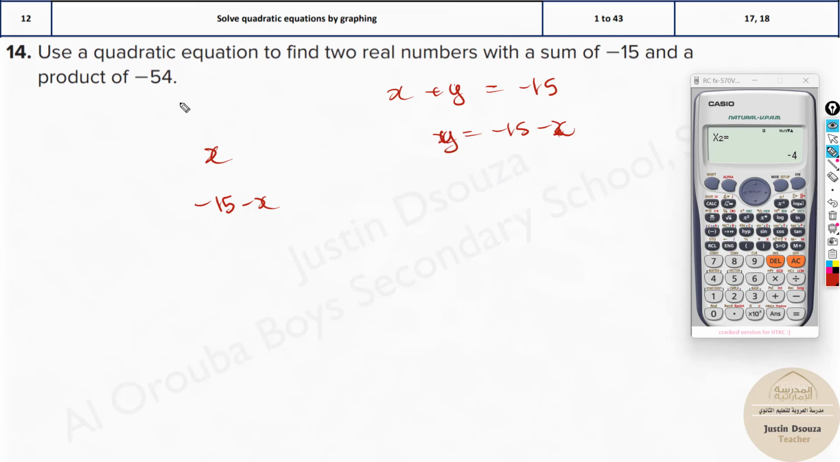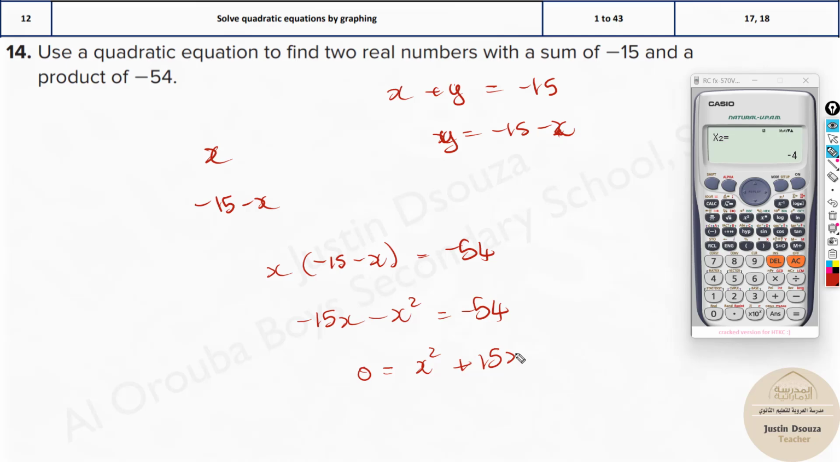And now when I multiply them, the product means multiplication. x times minus 15 minus x will be equal to minus 54. So it'll be minus 15x minus x squared equals negative 54. And you can rearrange this. We'll take all these terms to the other side: 0 equals x squared plus 15x minus 54.